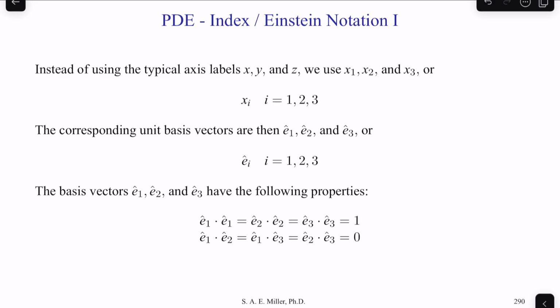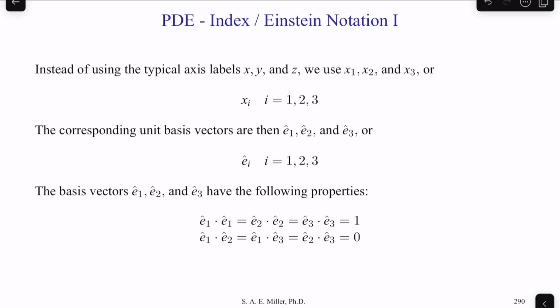Hello. Before we get back into the Navier-Stokes equations, we need more preliminary background. And in this short lecture, it's on notation. That is the Einstein or index notation for partial differential equations.